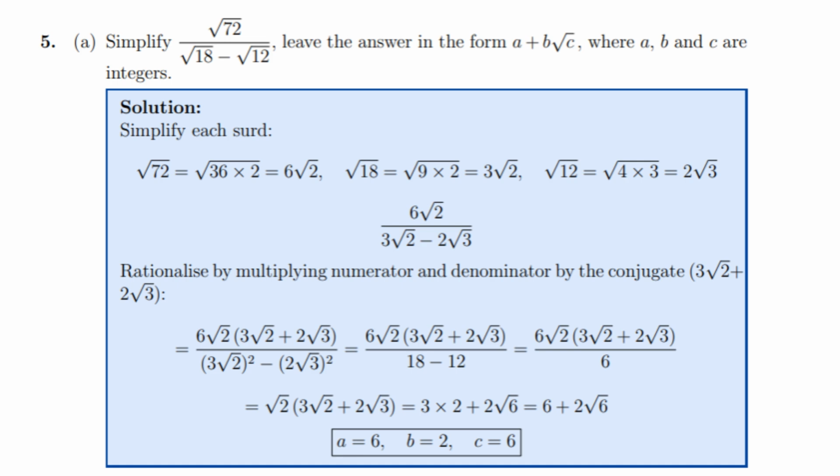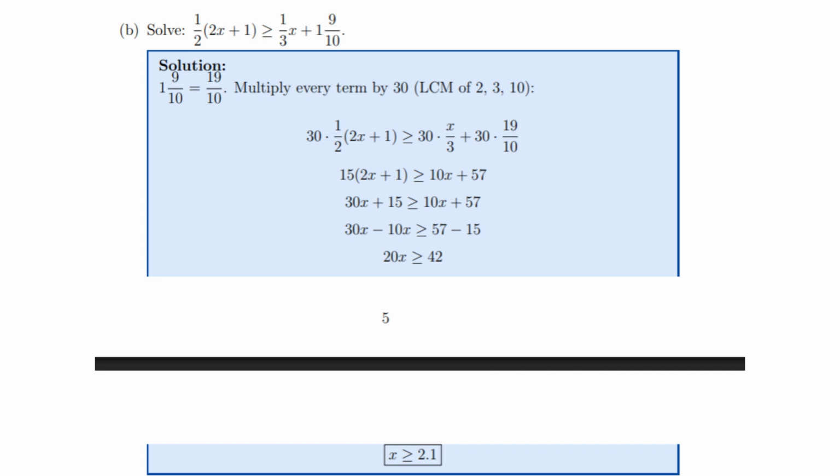So let's take question 5b. Solve one over two multiplied by the expression 2x plus 1 greater than or equal to 1 over 3x plus a mixed fraction of 1 and 9 over 10. So we change this mixed fraction to an improper fraction, and we get 19 over 10. Then you find the LCM of 2, 3, and 10, which is 30. So we multiply through by the LCM. Then we get an expression that we can easily solve. Lastly, we get x to be greater than or equal to 2.1.